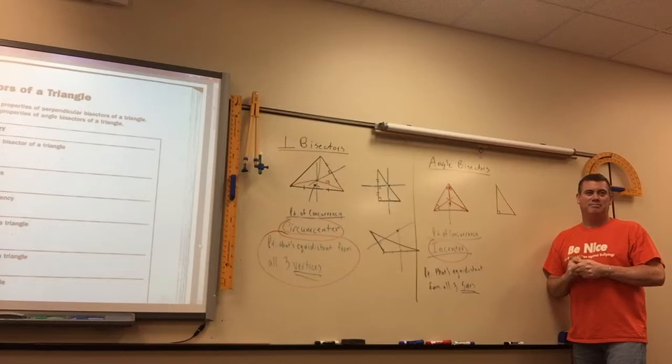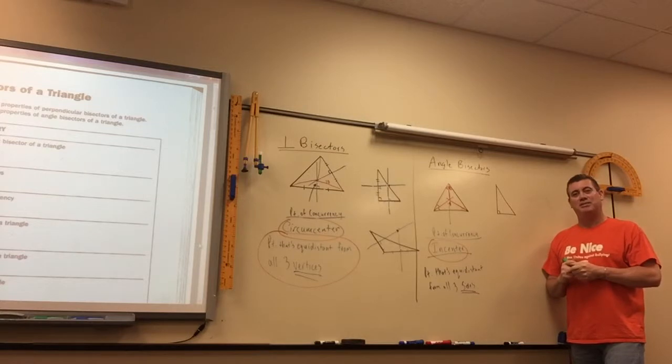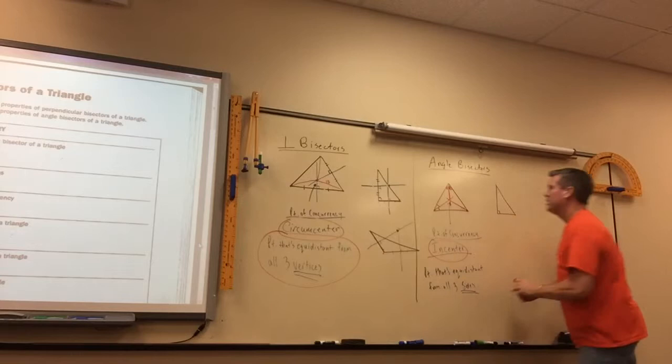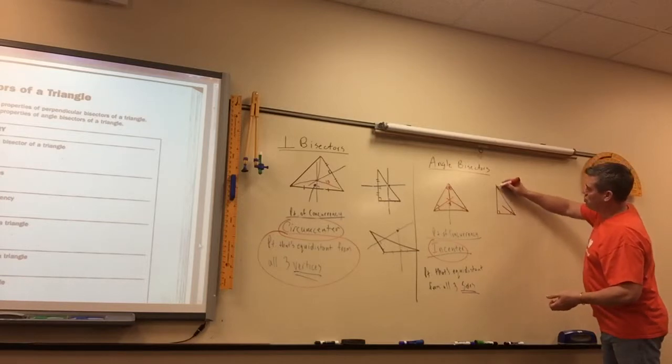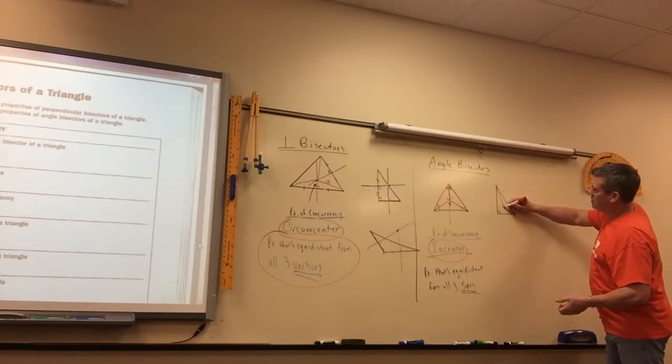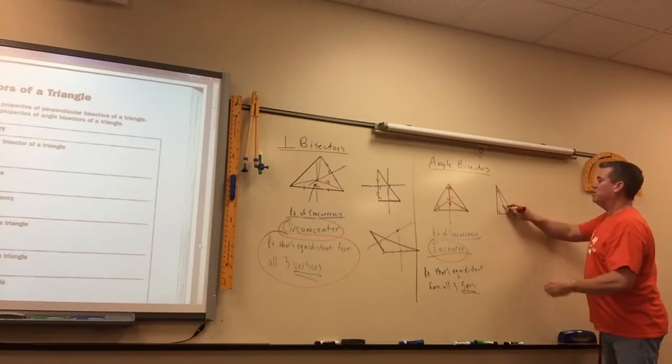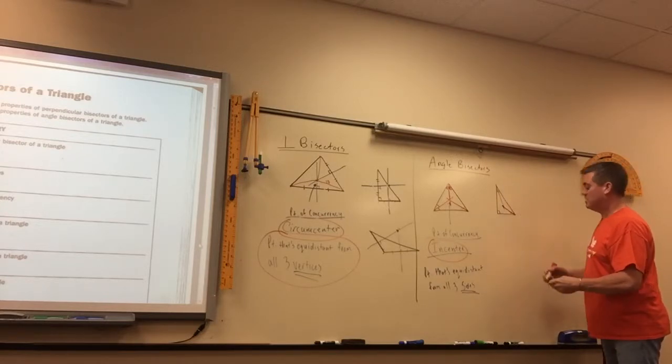On it, in it, outside. Now remember, an incenter draws a circle inside the triangle. So it has to be inside, right? When you bisect the angles, remember all you got to do is two of them because the third one will intersect. So right about there would be the incenter on a right triangle.